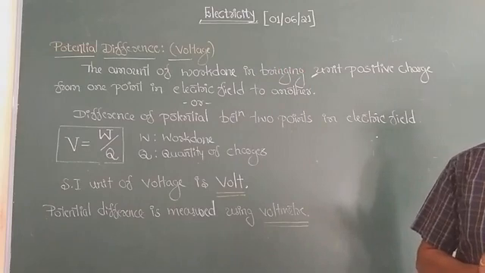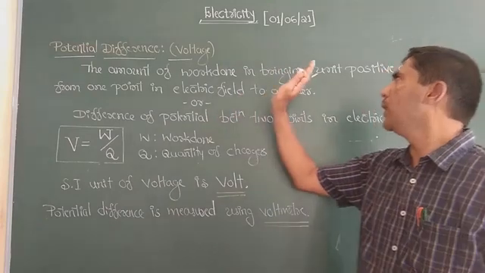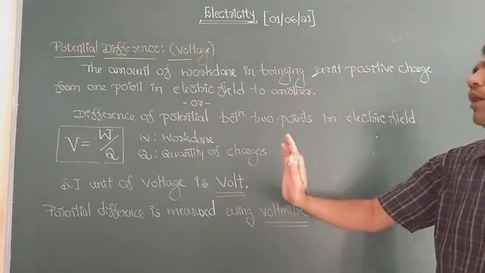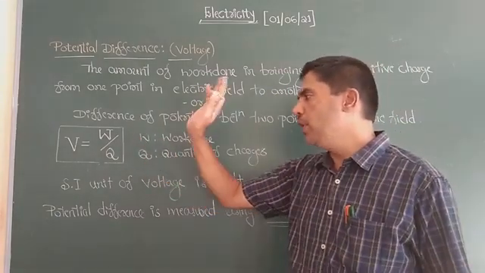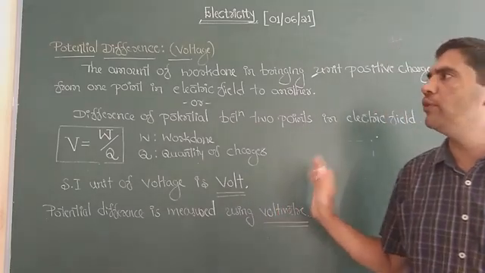So potential difference is the discussion today. It is the amount of work done in bringing unit positive charge from one point in the electric field to another. Potential difference V equals W by Q. The SI unit of potential difference or voltage is volt. So this much we have discussed today.